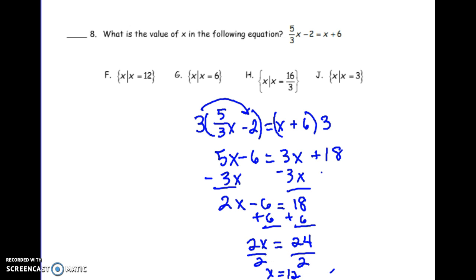So my answer for number 8 should be, if I'm looking at my answers, x is equal to 12. So it's going to be F. All right, so if you notice, this is just set notation, x such that x is equal to 12. All right, if I look at number 9, number 9 says to solve.